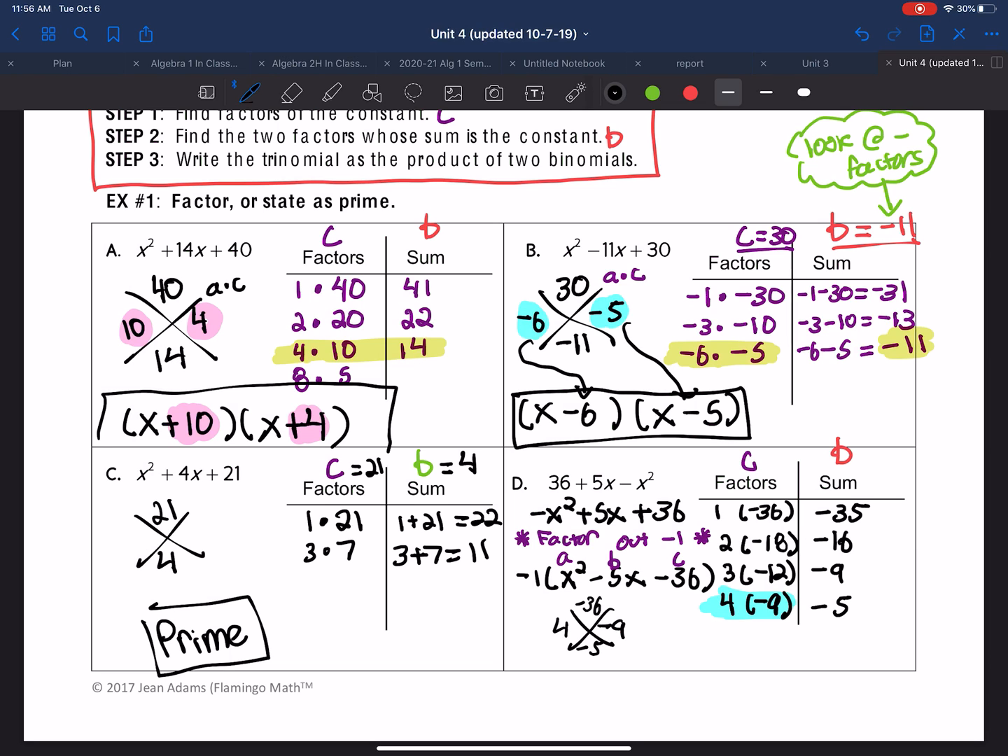So I'm going to plug those in. You got to be careful here, though, because it's very easy to drop this negative. We have to keep that negative out front. So I'm going to have negative, then my two binomials, x plus 4, x minus 9. Once again, we are dragging and dropping these factors into my binomials. And that is how we factor, ladies and gentlemen. All right, let's move on to the next page.